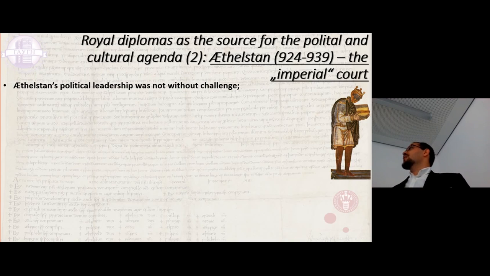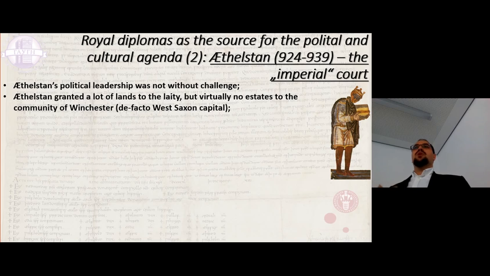Surprisingly enough, Æthelstan did not enjoy the unanimous approval of his policy. He was first elected again by the Mercian nobility because he was raised at the Mercian court, and so he was, so to speak, at odds with the ecclesiastical establishment in Wessex, which is why, apart from one charter, there's no donations from him to the Winchester community, which is very strange. Next one, please.